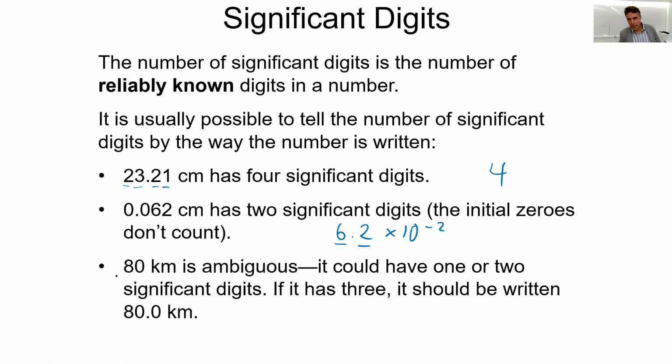It's 1 if just the 8 is significant and it may have been rounded. So about 81 kilometers, but we just say 80. And if it's exactly 80, then that would be 2 significant digits. And then if you put 80.0, all of a sudden you know that this 0 must be significant because you put a 0.0 over here. So all of a sudden this has 3 significant digits. So that's interesting.